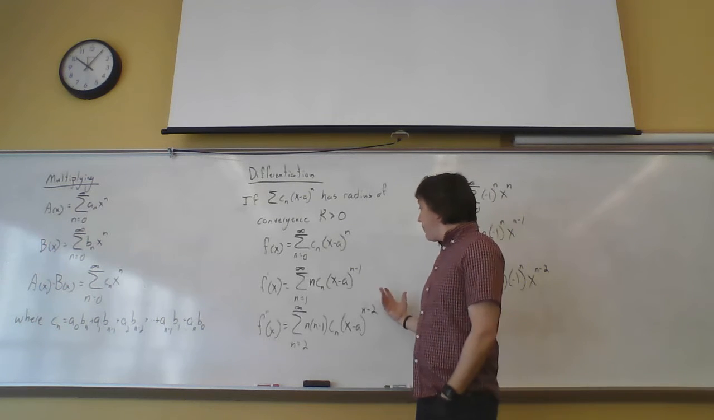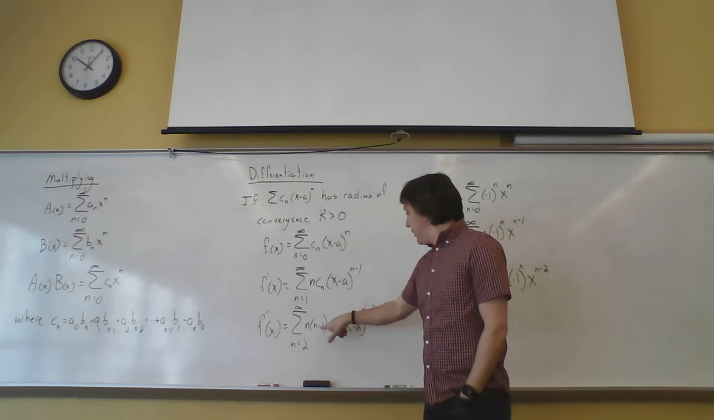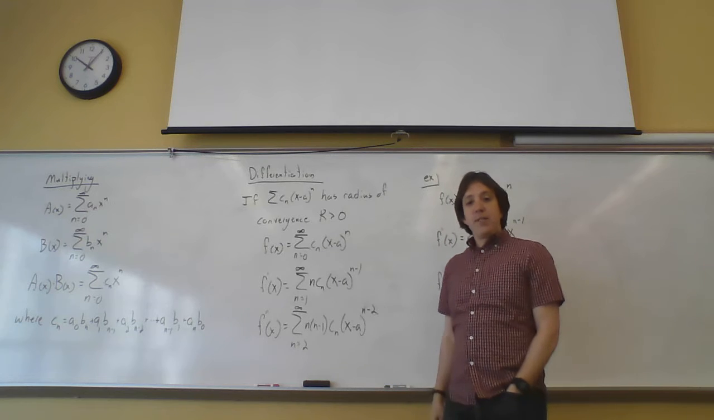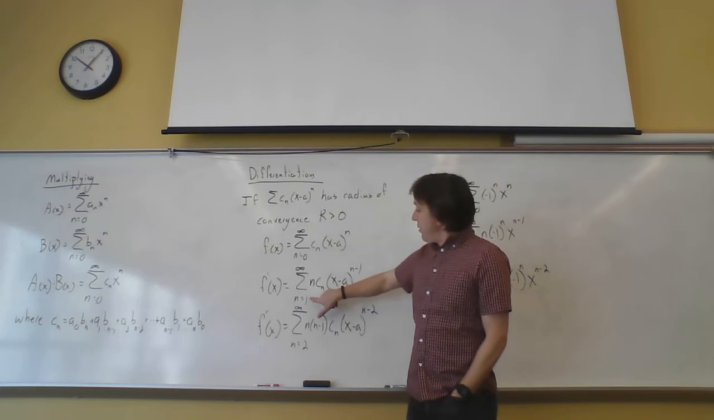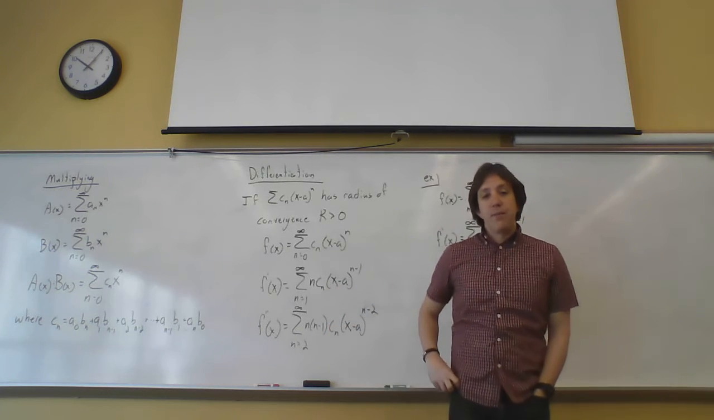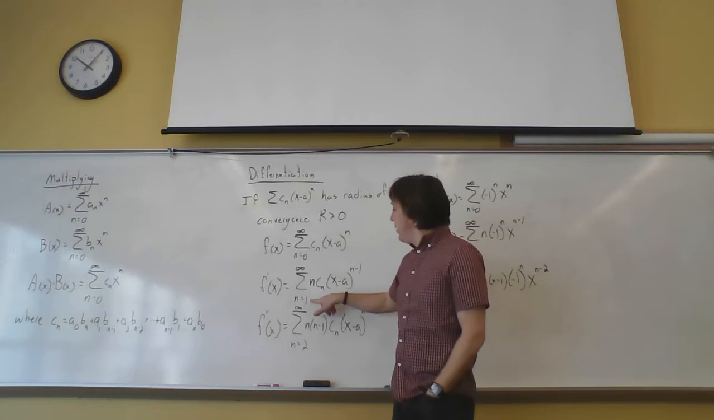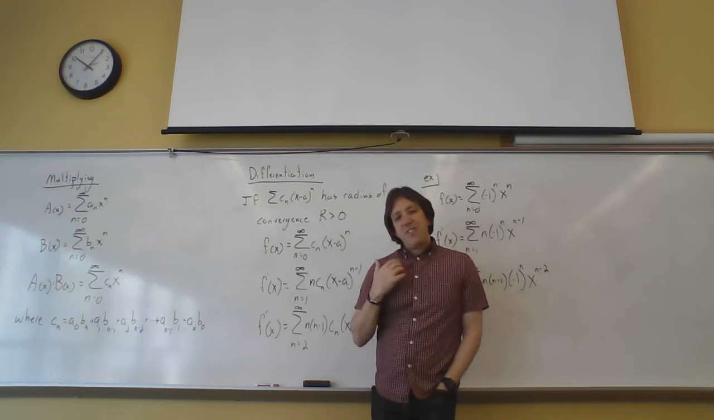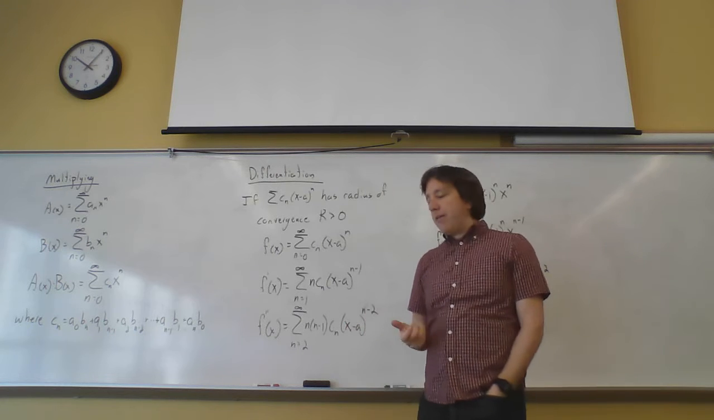For the second derivative, we just do it again. We drop the n minus 1 and we subtract 1 to get n minus 2. Now, one important thing, you'll notice that my index for the sum is changing here. We started with 0, we went to 1, and then to 2. Doesn't actually matter all that much.